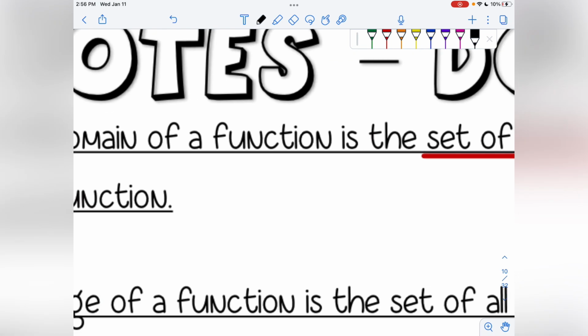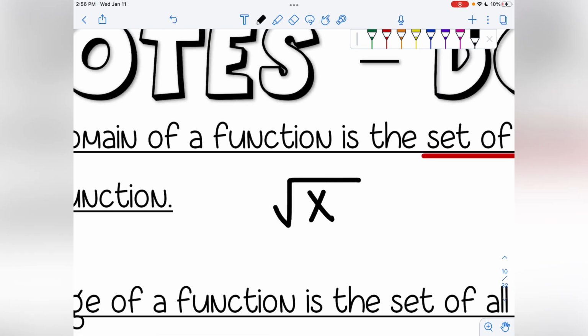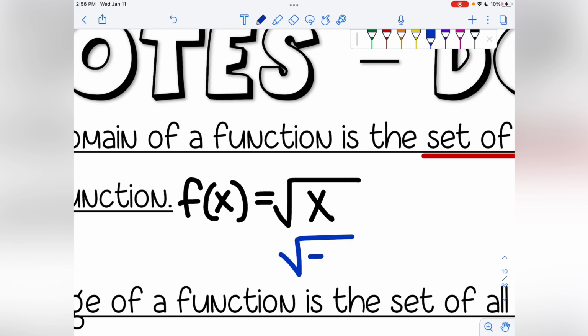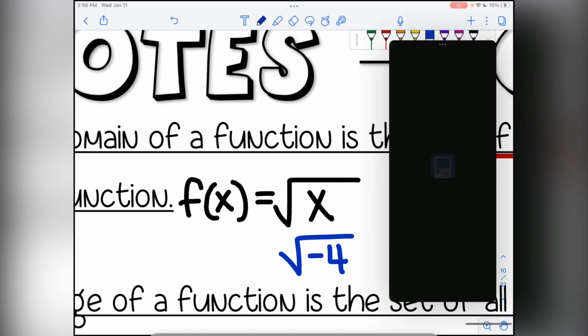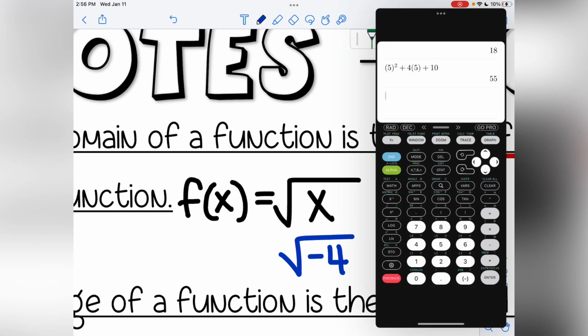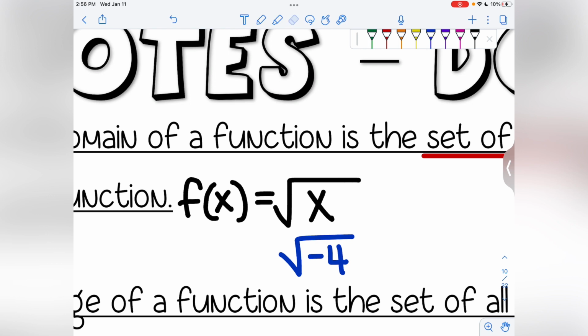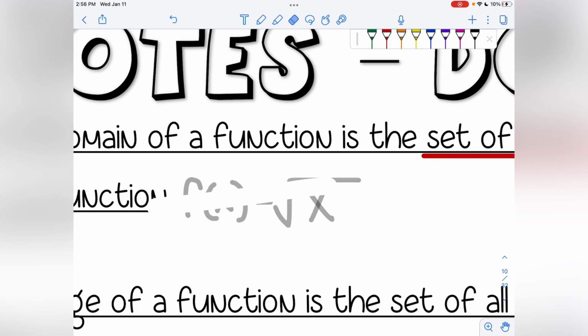Well, for example, if I have this function, f of x equals the square root of x, it is not possible for me to plug in a negative number for x. The reason is I cannot square root a negative number. I'll prove it to you. The square root of -4, it says non-real answer. So it's not possible for me to plug in -4, which means it's not part of the domain.